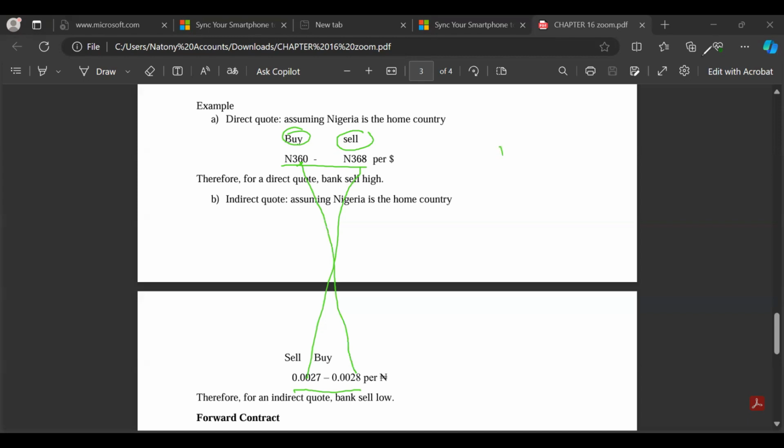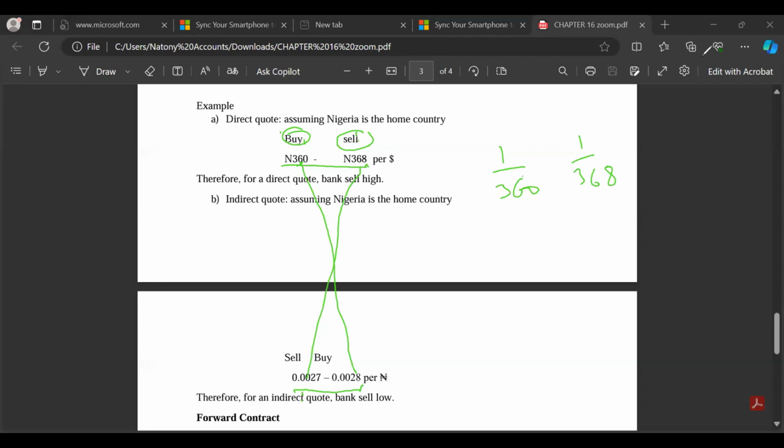I can say 1/360, that will give me this rate here, and 1/368 will give me this rate here. So if I convert this to an indirect quote, the buying rate still remains this rate, and the selling rate still remains this rate.